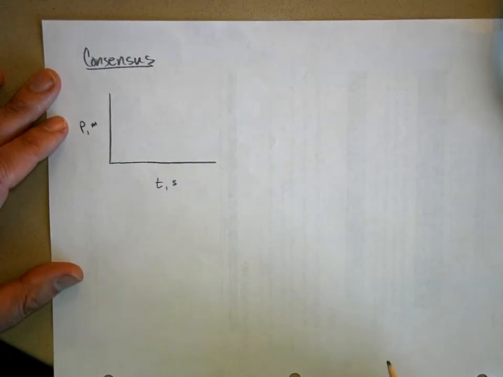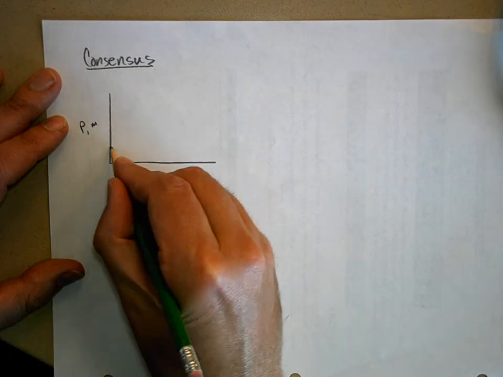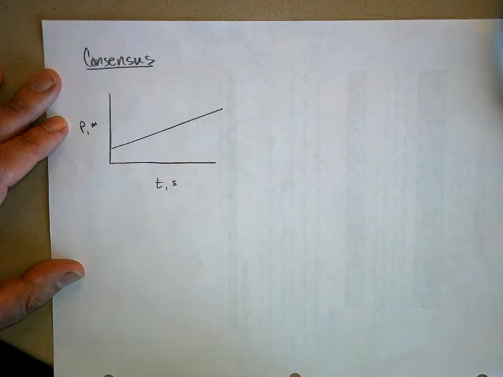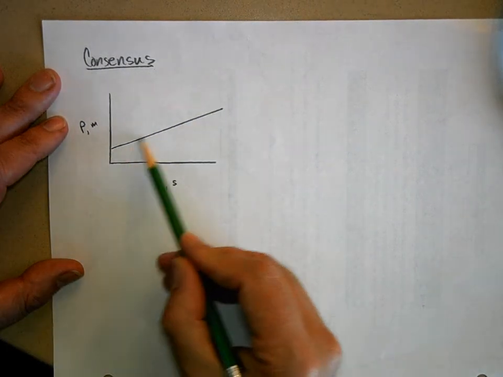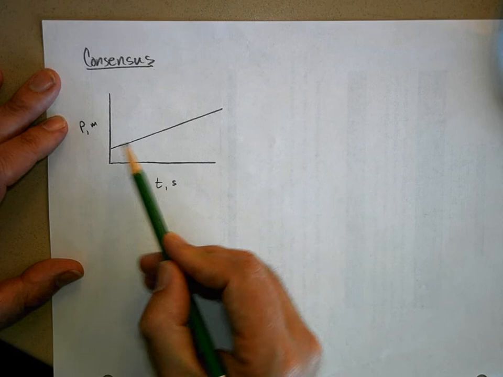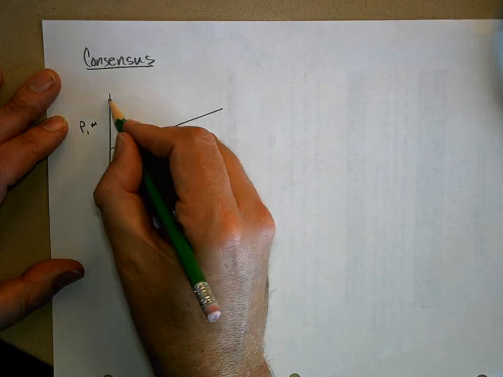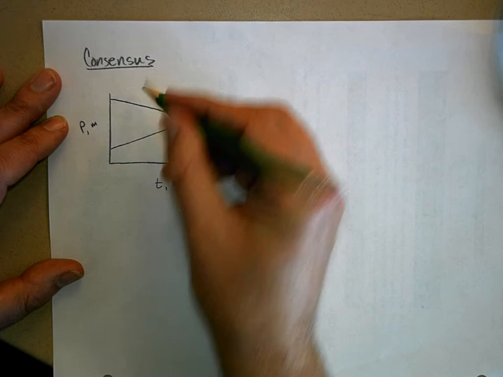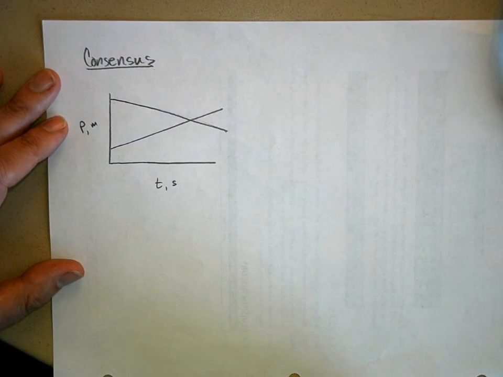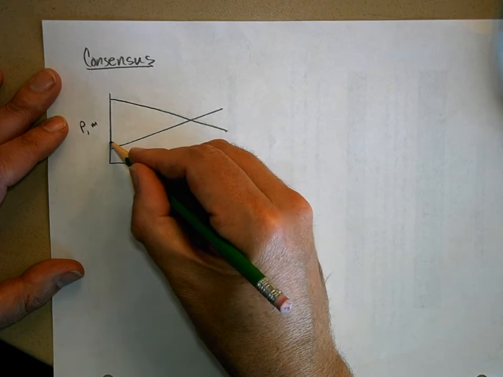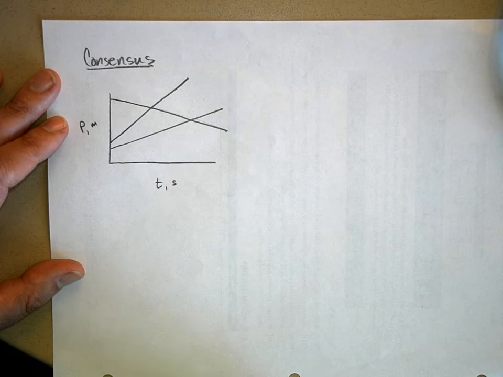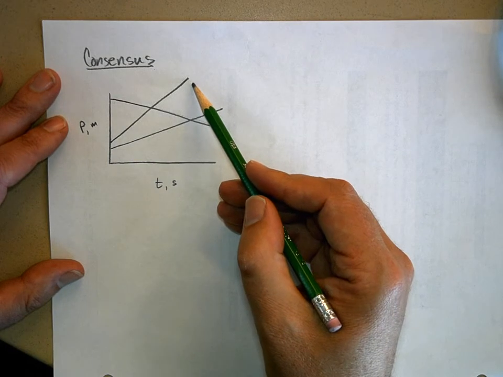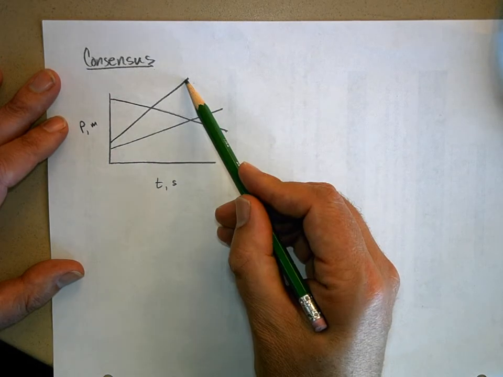Now some of you had graphs that looked like this, where your car was going kind of slow. You started, you moved away from the origin. Some of you had graphs that looked like this. Slow cars moving back towards the origin. Some of you had cars that looked like this. Steeper slope, because they were moving fast. That was the red cars.